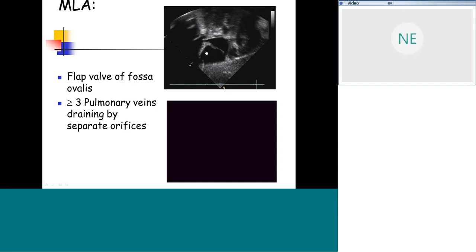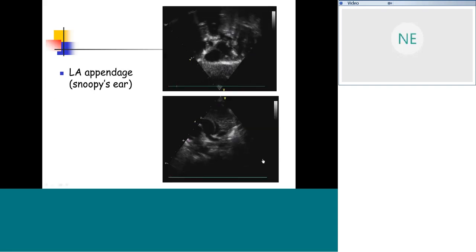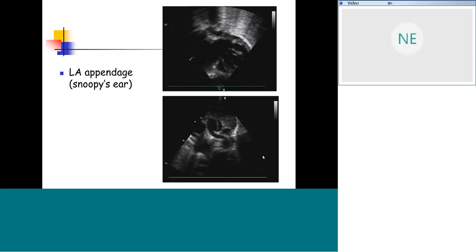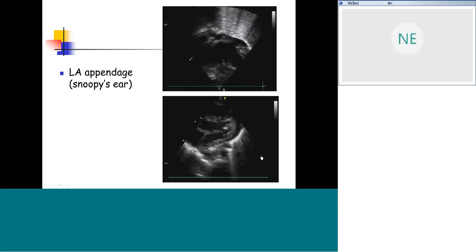The site where the pulmonary veins are draining, can we say this is the left atrium? Not always, because you can have a total anomalous pulmonary venous drainage or sometimes partial anomalous pulmonary venous drainage. Then what do we do? So it's important to understand that if 3 or more pulmonary veins are draining through separate orifices, then it's likely to be the morphological left atrium.